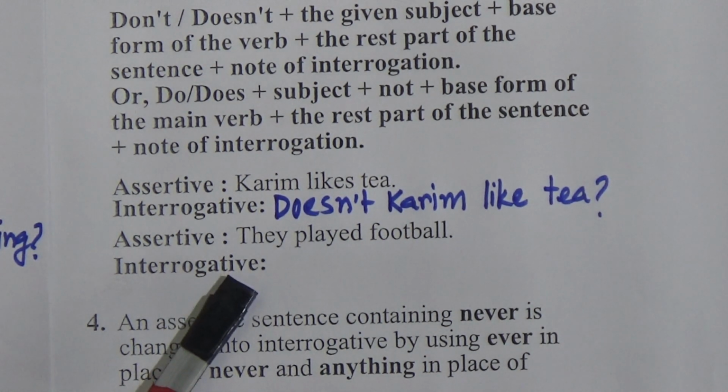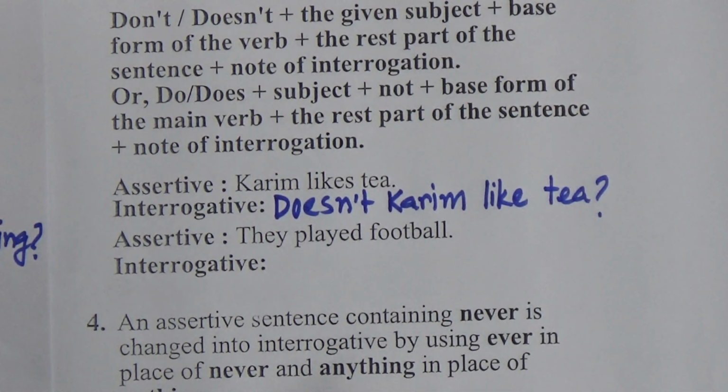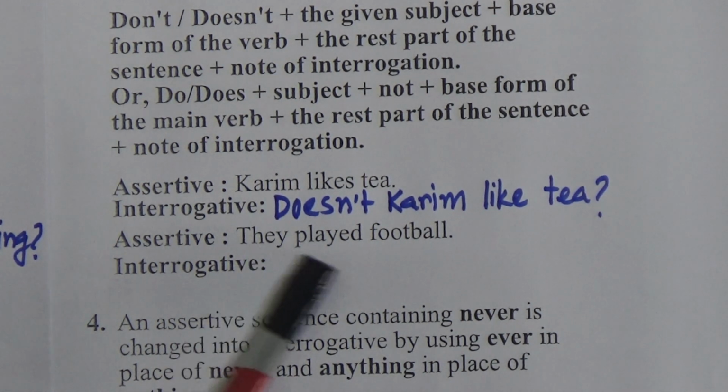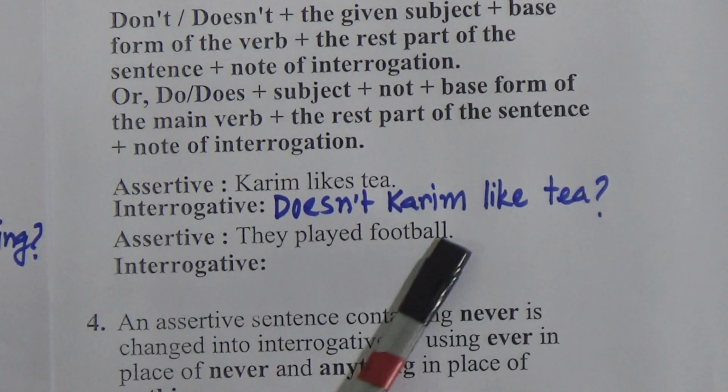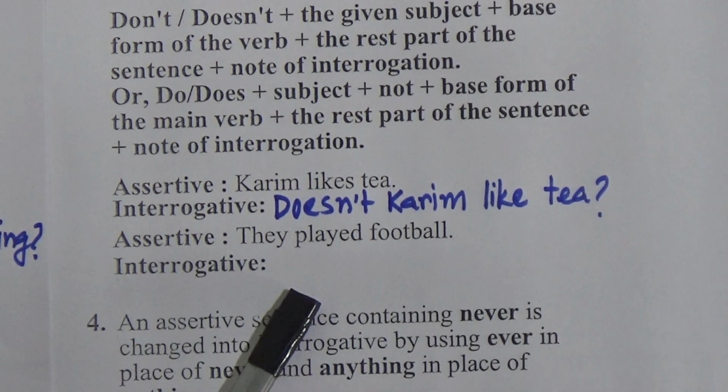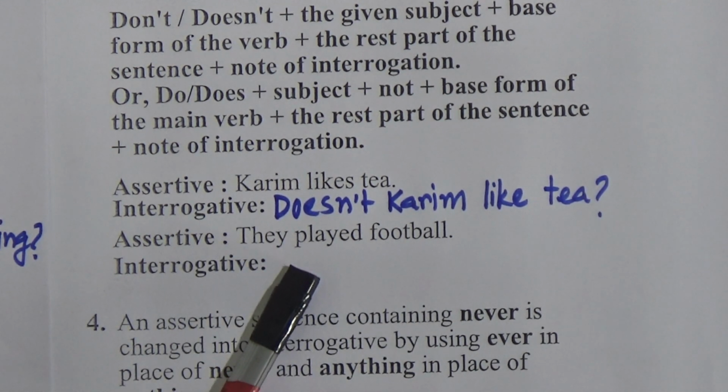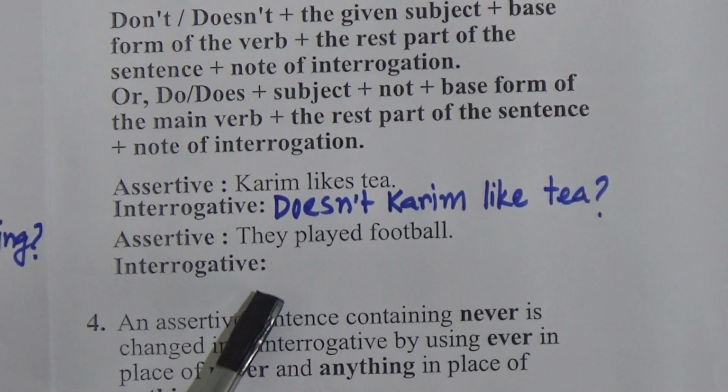And now look, just like that, if the sentence is in the past form, how will you change it? You will just start your sentence with did. They played football. Now look at this verb played. It is in the past form. That means it is simple past tense or past indefinite tense. So we will start our interrogative sentence with did.